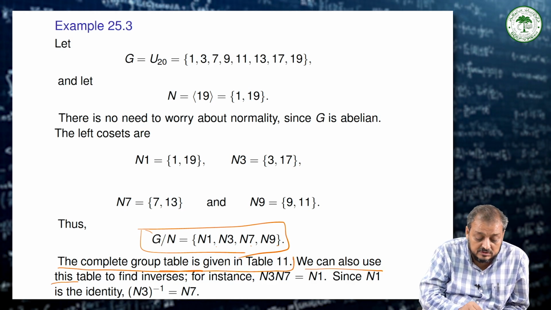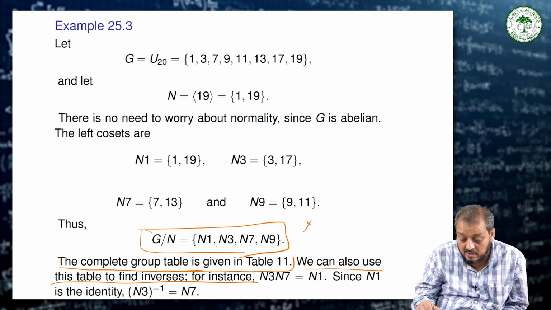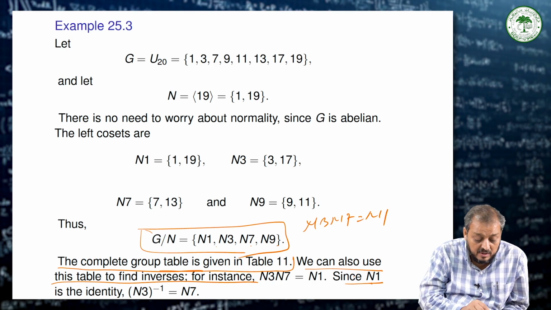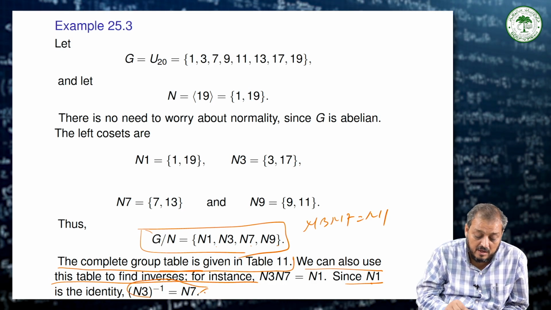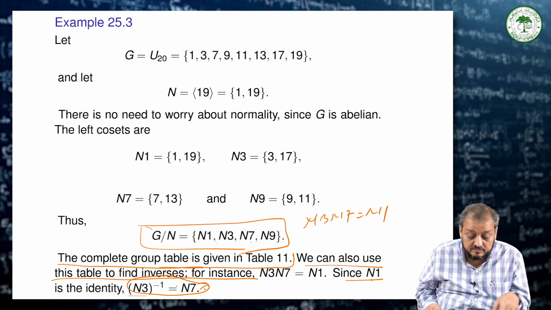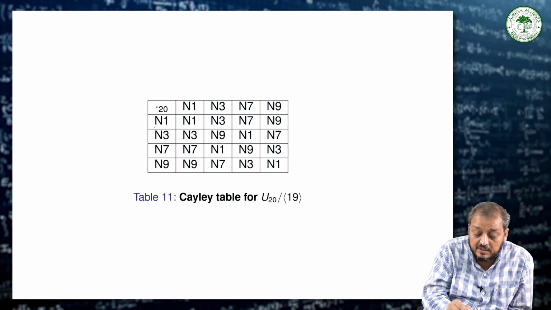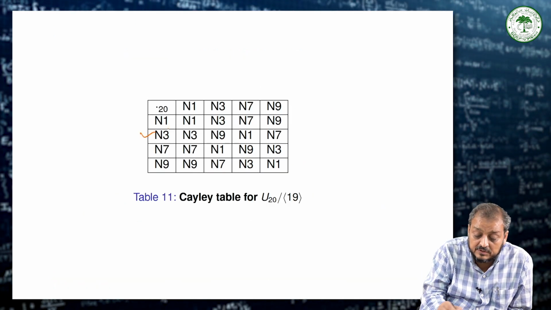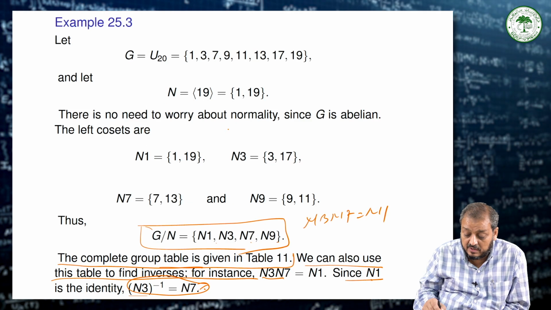We can also use this table to find the inverse. N3 times N7 is equal to N1, and since N1 is the identity, this means N3 inverse is equal to N7. All of this we describe by this table. Now we take N3 composed with N7, and this is equal to N1.